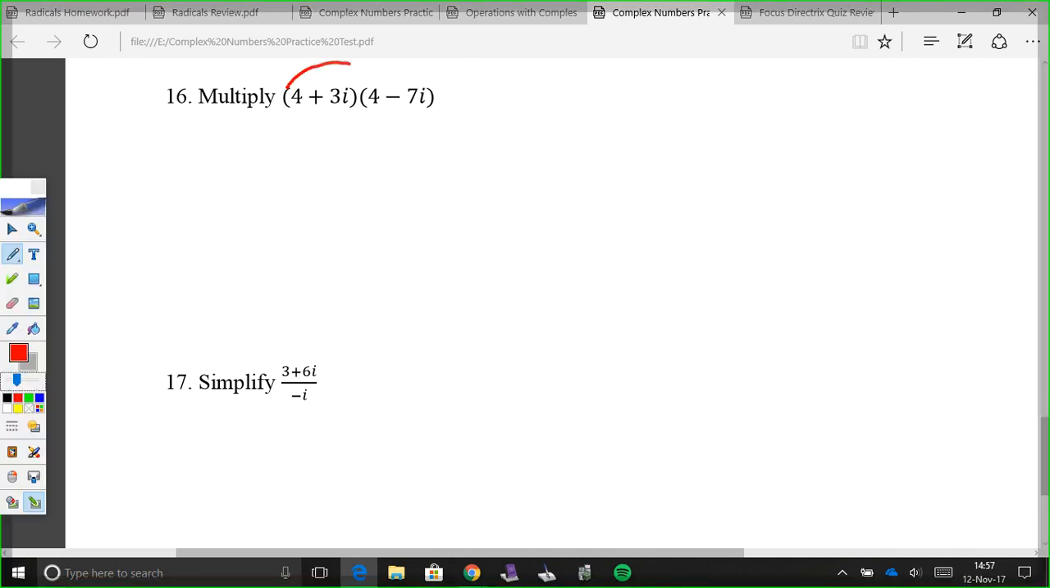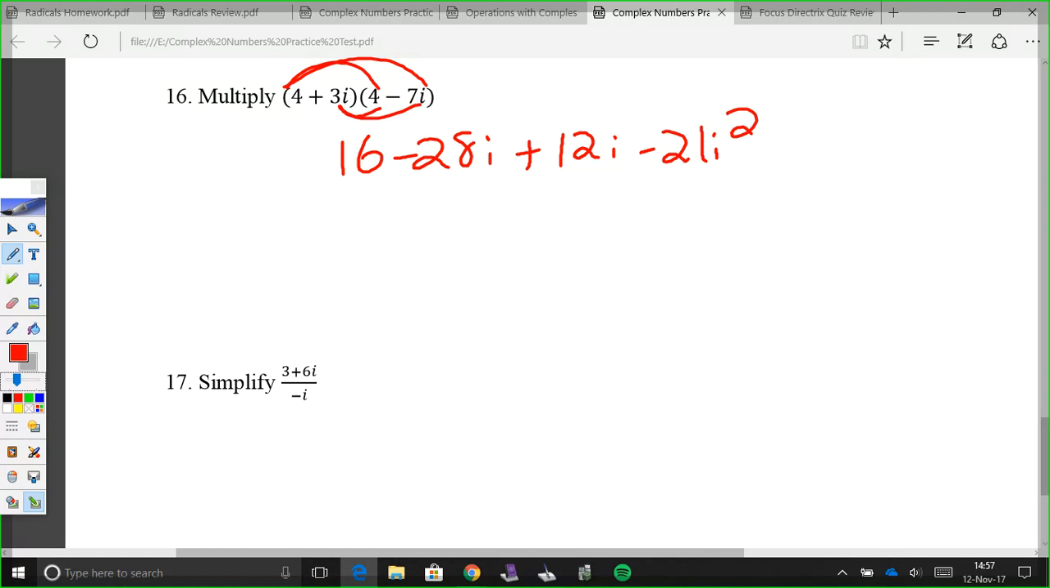You're FOILing again, so 4 times 4 is 16. 4 times negative 7i is negative 28i. 3i times 4 is 12i, and then 3i times negative 7i is negative 21i squared. So again, don't forget that the i squared is technically a negative 1. That's the main thing to remember here.